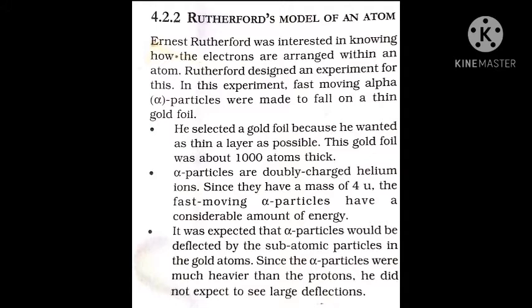Alpha particles are doubly charged helium ions with a mass of 4u. The fast moving alpha particles have a considerable amount of energy. Helium has atomic number 2, so 2 protons, and mass number 4, so its atomic mass is 4u. It was expected that alpha particles would be deflected by the subatomic particles in the gold atoms. Since the alpha particles were much heavier than the protons, he did not expect to see large deflections. Let us discuss the experiment.